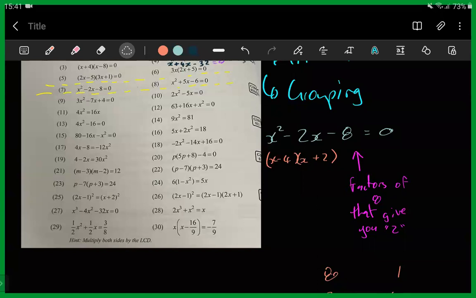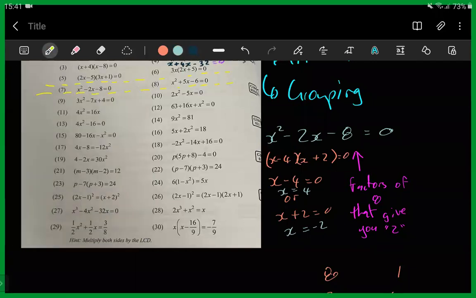Here, x minus 4 is equal to 0. And then here x plus 2 is equal to 0. Of which this here will give us x is equal to 4, or x is equal to 2. So it's the same for question number 8, right?